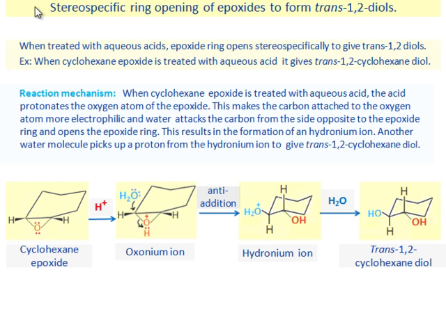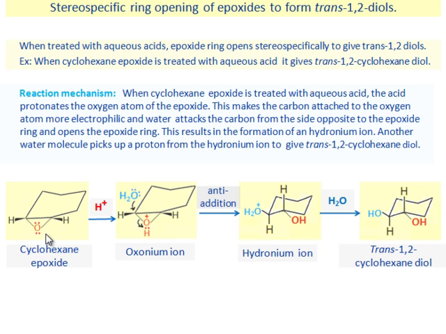Stereospecific ring opening of epoxides to form trans 1,2-diols. When treated with aqueous acids, the epoxy ring opens stereospecifically to give trans 1,2-diols. Example, when cyclohexane epoxide is treated with aqueous acid, it gives trans 1,2-cyclohexane diol.